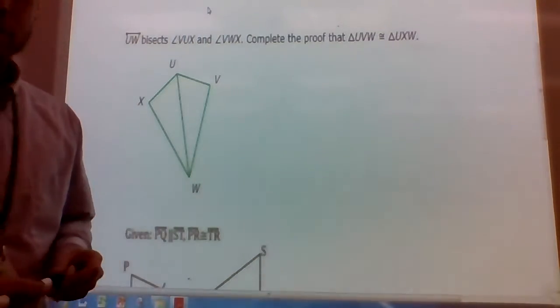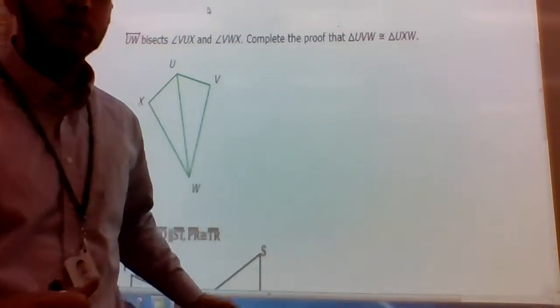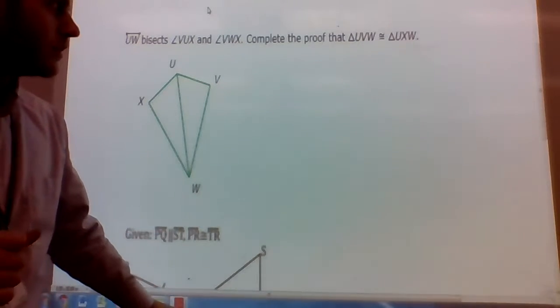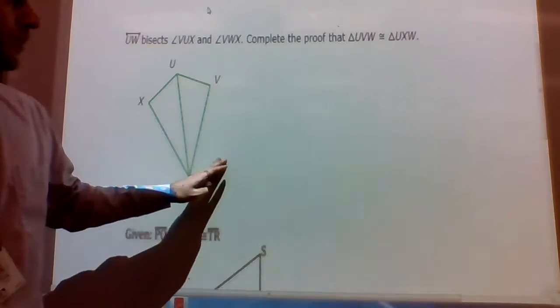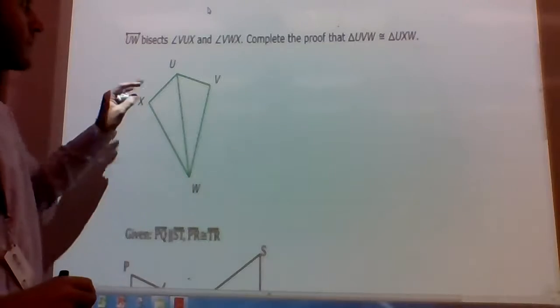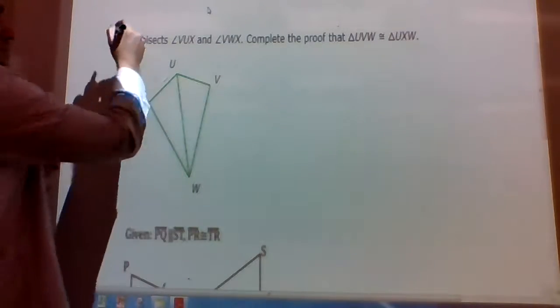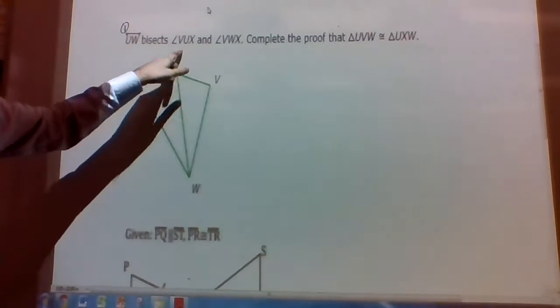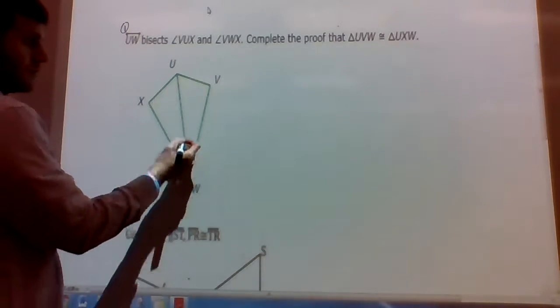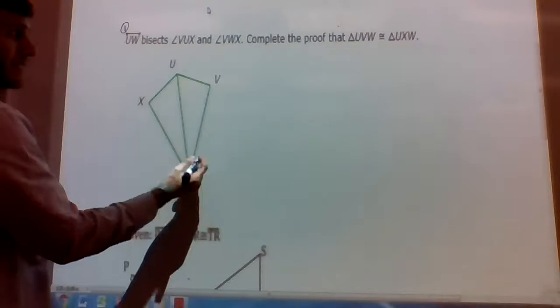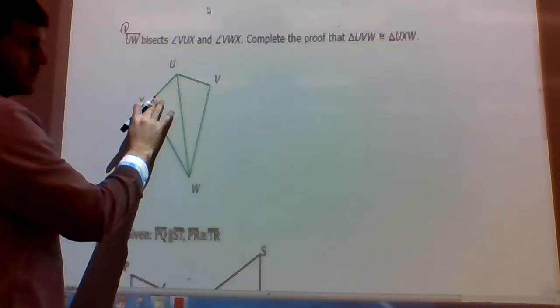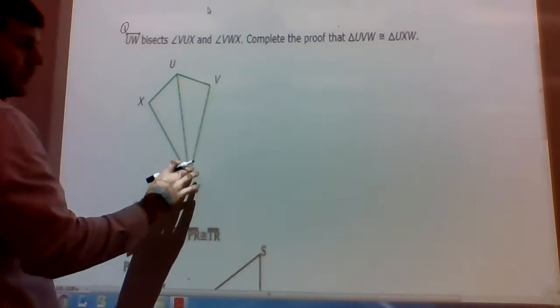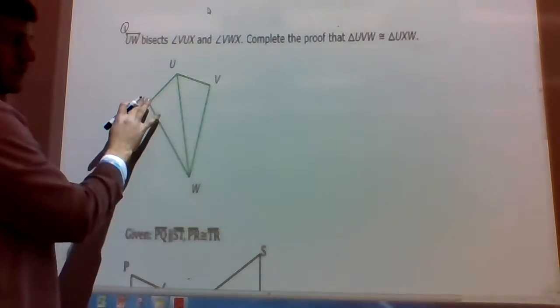Okay, this is going to be numbers 2, 3, and 4 for quiz 4 version 1. All right, so this is the second problem. Look at it, we have one given. Okay, but this given is giving us two pieces of information. It's telling us that UW is bisecting VUX, and it's also bisecting VWX.